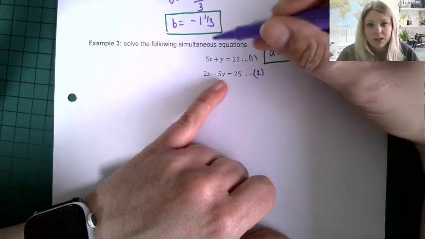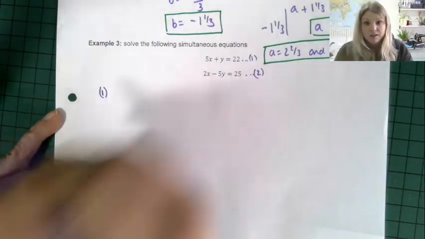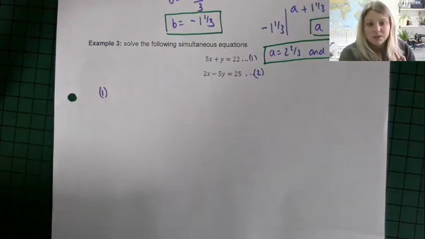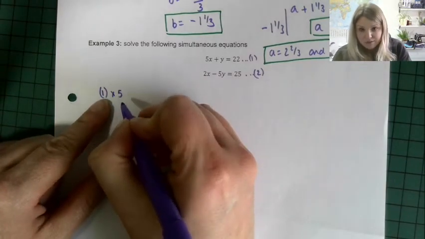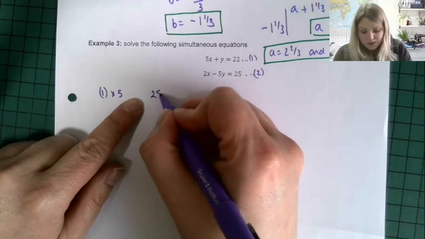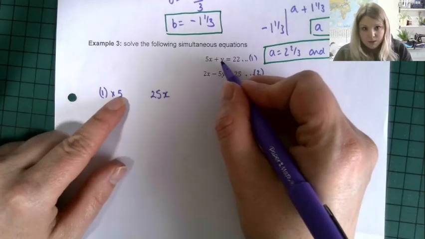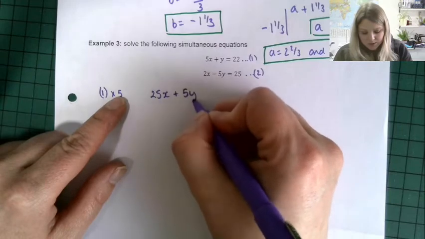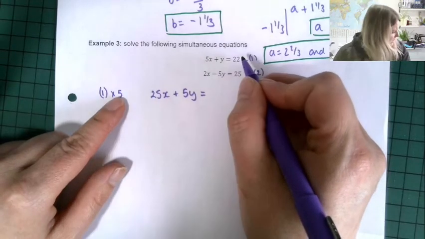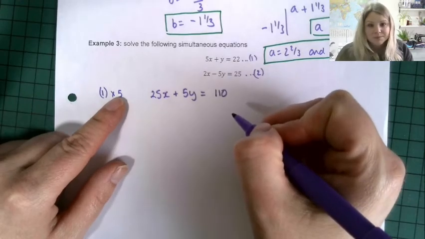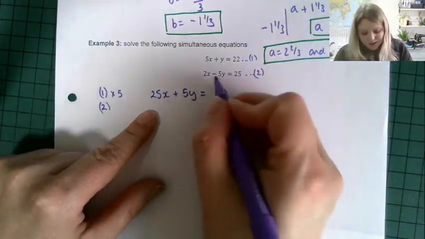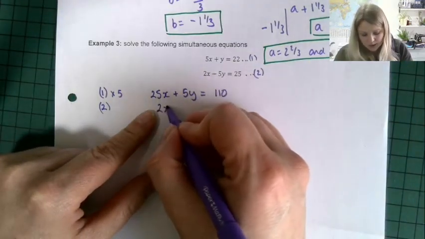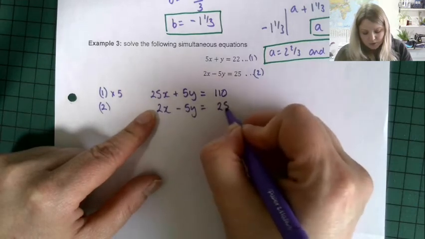I'm going to take my first equation and multiply it by 5. And remember, the whole point of this is to get the same number as one of the letters. So for this one, we're trying to get the same number of y's. So I'm taking equation 1 and I'm multiplying by 5. So 5x multiplied by 5 is 25x plus y, which has to be multiplied by 5, is plus 5y. And then 22 multiplied by 5 is 110. Okay, underneath it, we're going to write out equation 2. We don't have to change it, so we're just writing it and lining up our terms. So 2x minus 5y equals 25.